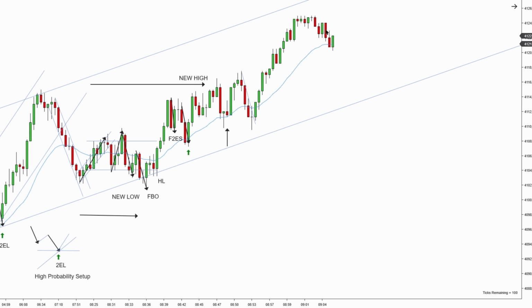And notice we have a first entry long. Now micro double, actually we have multiple matching highs, resetting the count. Now this right here is what it's called a hidden second entry long.